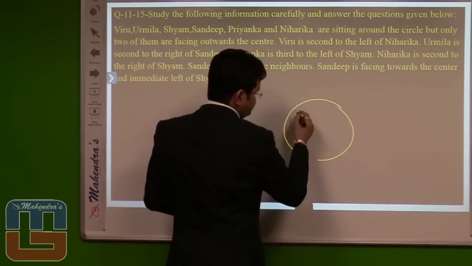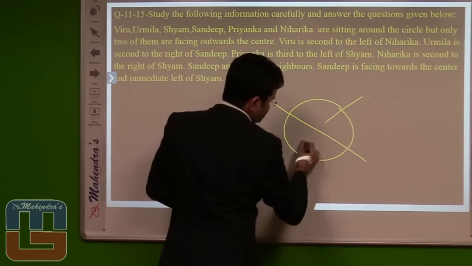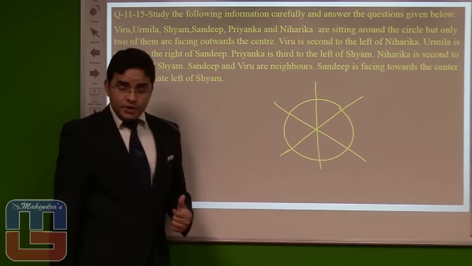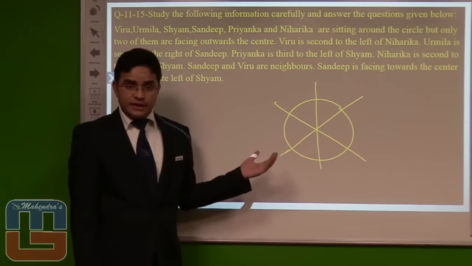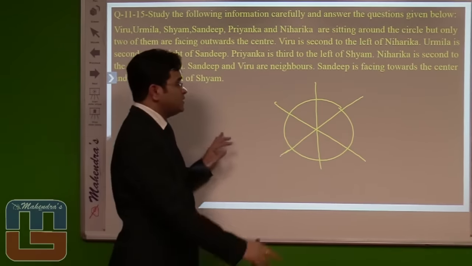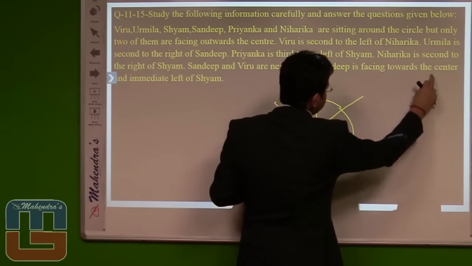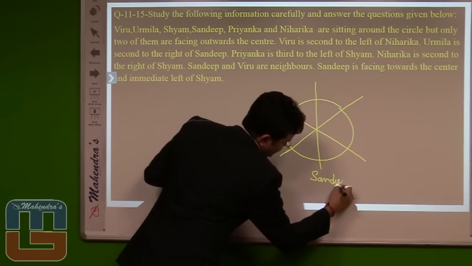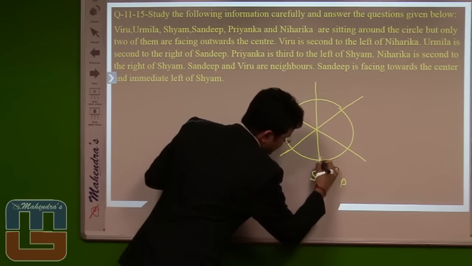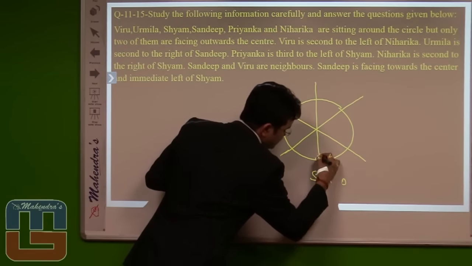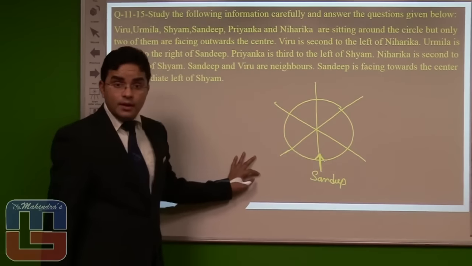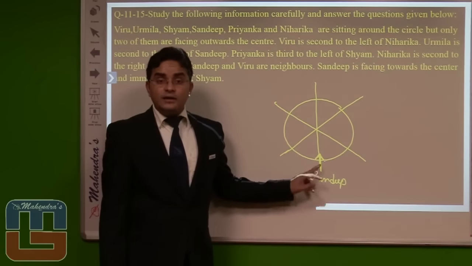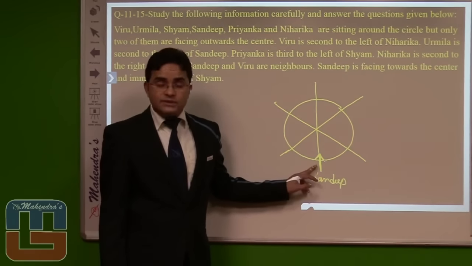6 people are there. Firstly we have to draw like this. We don't know who is facing towards center, but we know one person is facing towards center: Sandeep. So we can draw Sandeep and mention that Sandeep is facing towards center. Again, what you have to do is find the elements related to Sandeep.